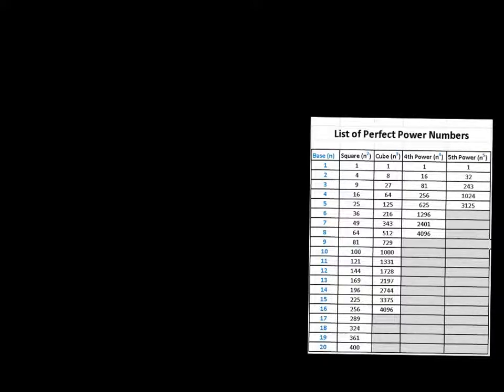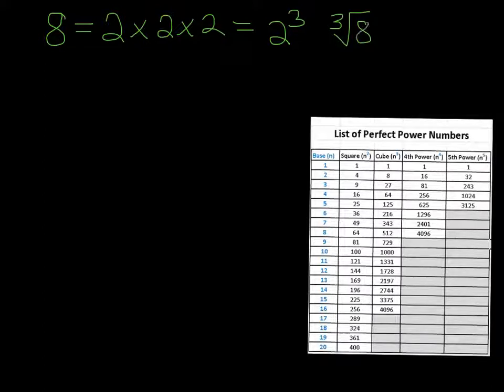A great example of a perfect cube is the number 8. 8 can be made by multiplying 2 times itself 3 times. 2 times 2 times 2 gives us 8. We can also say 2 cubed. The inverse of 2 cubed is the cube root of 8, which equals 2. So when we want to take a cube root of a number, we're looking for a value multiplied times itself 3 times that equals that number.